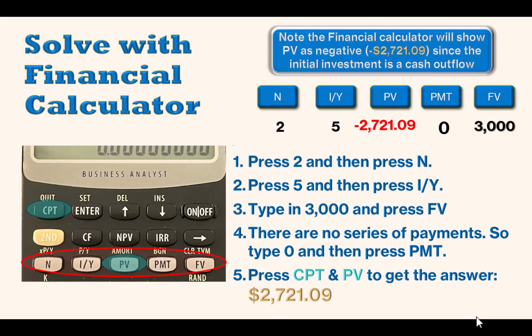Now, take note that the financial calculator will show PV as negative. So in our case, negative $2,721.09, since the initial investment is a cash outflow. And this is the present value. So it's the initial outflow, right? So it's negative. All right, so we computed the present value lump sum by using the formula, and we computed the present value lump sum by using the financial calculator.